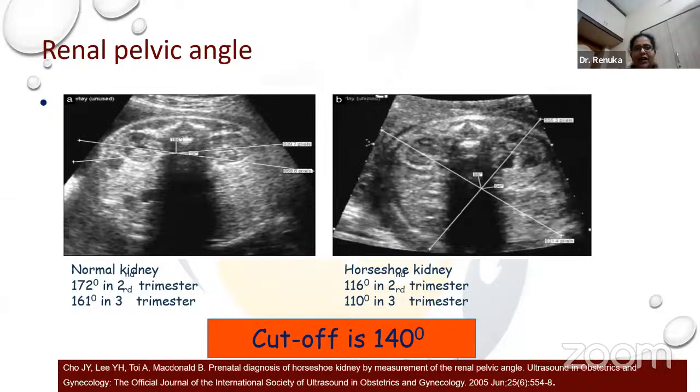Cho et al. have proposed the renal pelvic angle as a tool to diagnose horseshoe kidneys, in which, as you can see, in a normally placed kidney, when you measure the renal pelvic angle, that is the angle between this pelvis and this pelvis, it will usually be more than 172 in the second trimester and more than 161 in the third trimester. But in the case of horseshoe kidney, since it is a little malrotated, the renal pelvic angle appears to be reduced, and it is usually less than 116 and 110, but we take a cutoff of 140, which may help in identifying a horseshoe kidney.